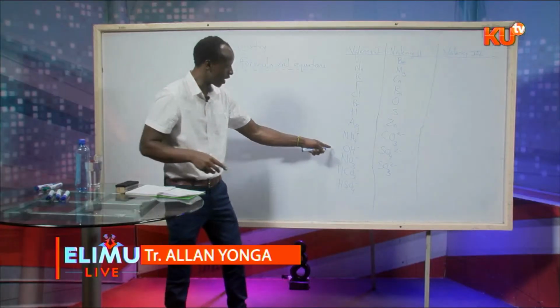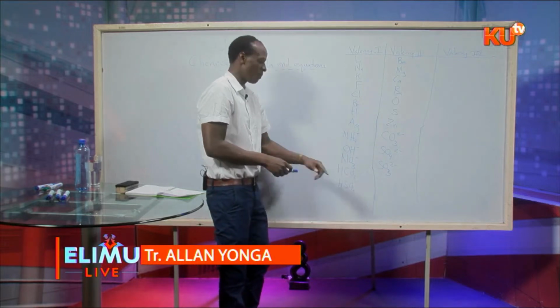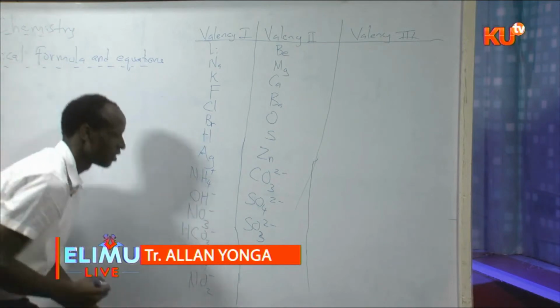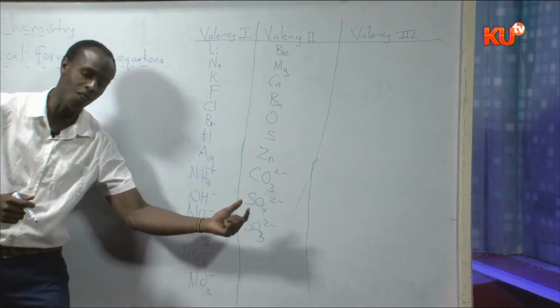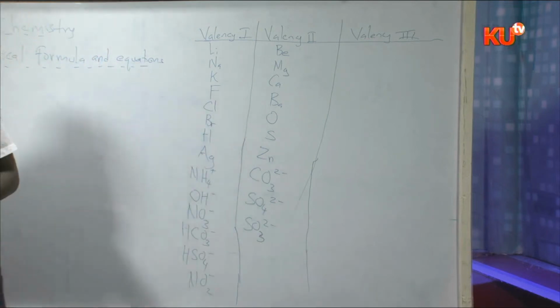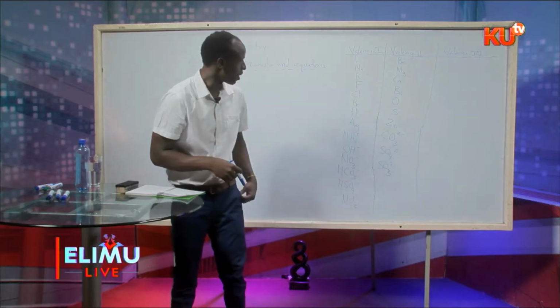Also, I'm supposed to include nitrite, which reminds me of nitrate. Nitrate is NO3, nitrite is NO2, NO2 minus. So nitrate and nitrite have a valency of 1, just the same way as sulfate and sulphite. But we don't have carbide. We only have sulfate, sulphite, nitrate, nitrite. So we are moving well.